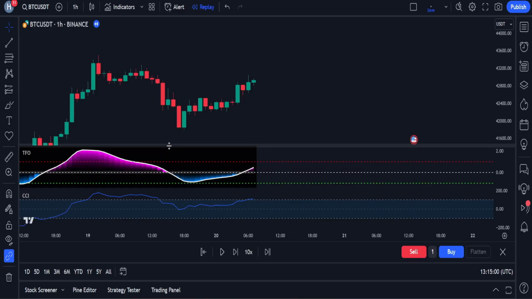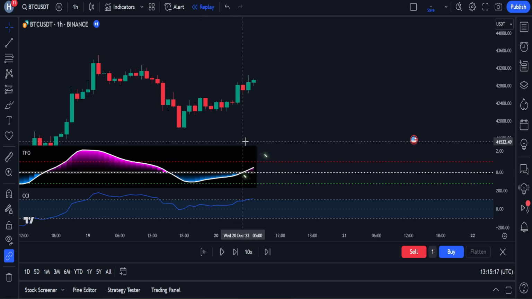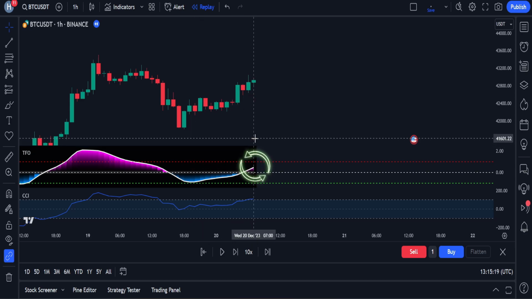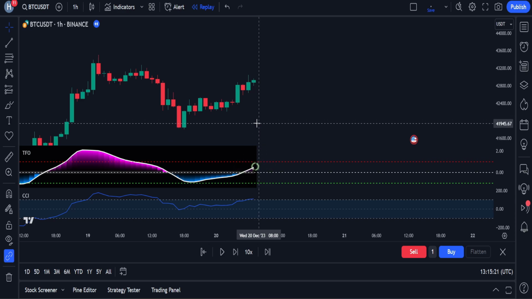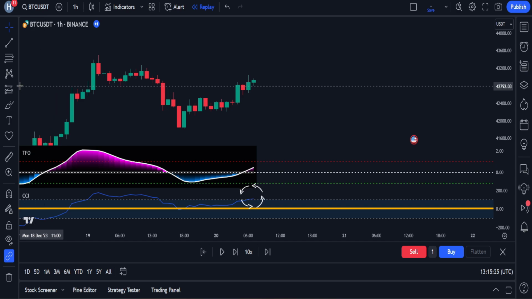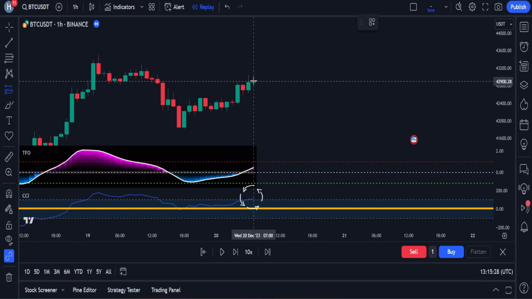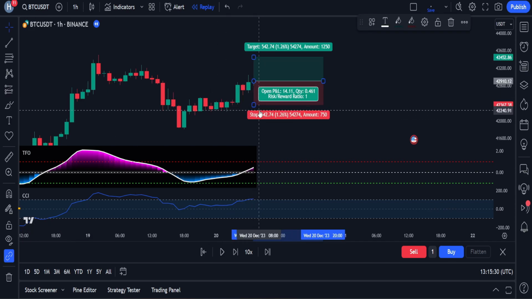So first of all, for a buy trade to be valid, we want the CCI indicator to be above the 0 level, and we also want the trend flex oscillator to be above the center line. Then we will wait for the trend flex oscillator to go below the center level, just like it did here. Then we will wait and see if it crosses above the center line again, as we can see it crossed above the center line here. And finally, when this happens, the CCI indicator line should be above the 0 level.